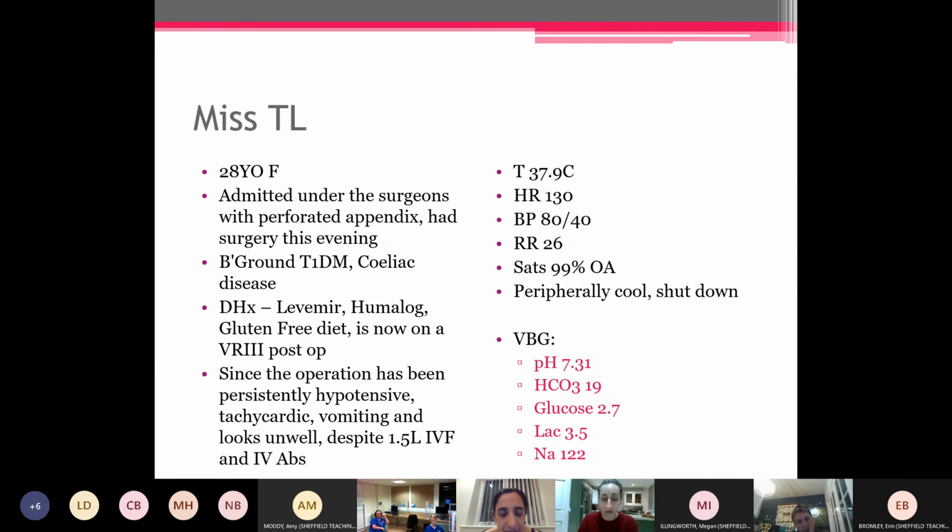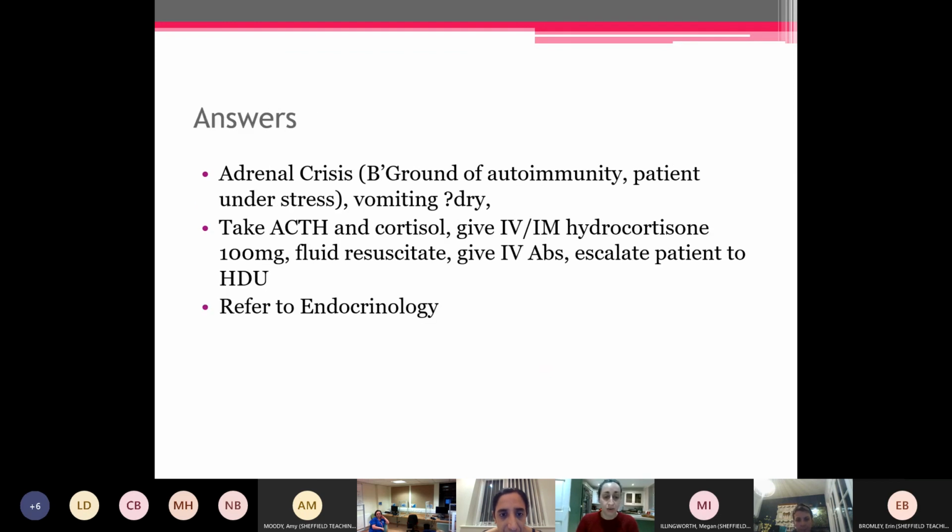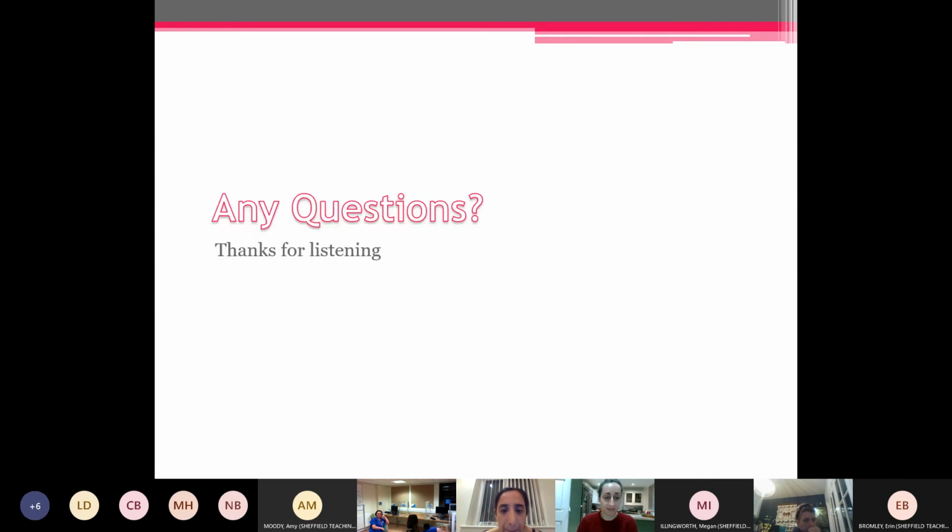If you're ever in doubt, no one is ever going to be mad that you've given someone an extra dose of steroids. Sometimes, if I don't know what's going on with the patient and they're hypotensive or really, really sick, just give them some steroids. It's not going to make anything worse. So, adrenal crisis: bloods, hydrocortisone, fluids, antibiotics, escalate, and refer to us for the next day. So that's the end of the talk.